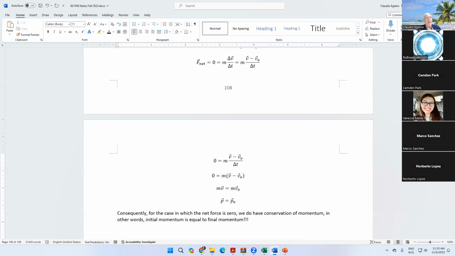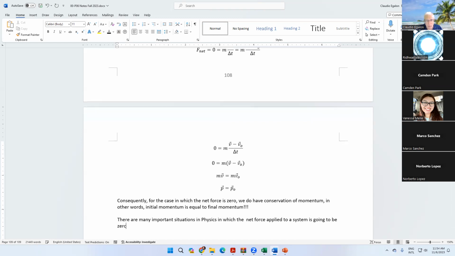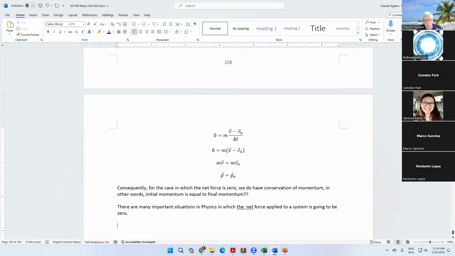That's why we define this quantity of linear momentum, because there are many important situations in physics in which the net force applied to a system is going to be 0. And then I'm going to start with the simplest of all examples. Let's go back here to my drawings.